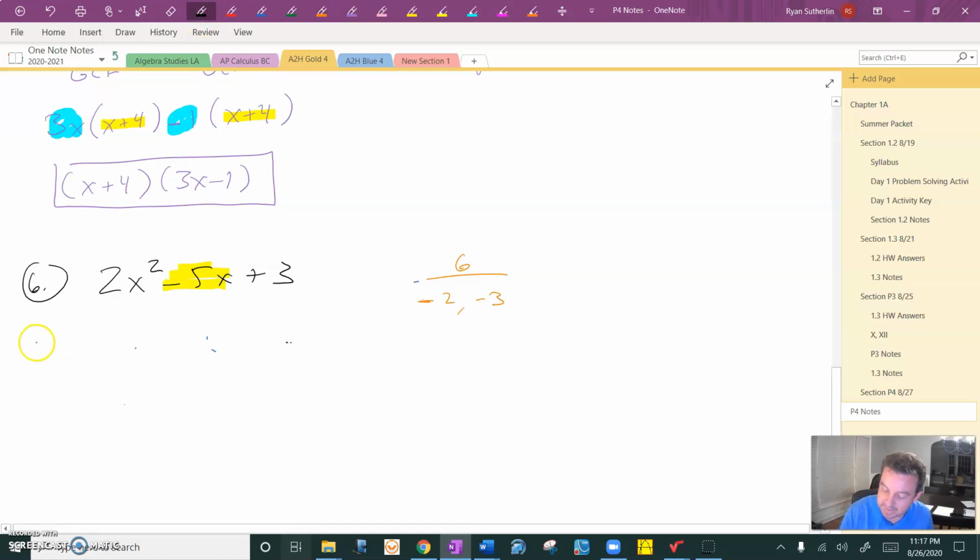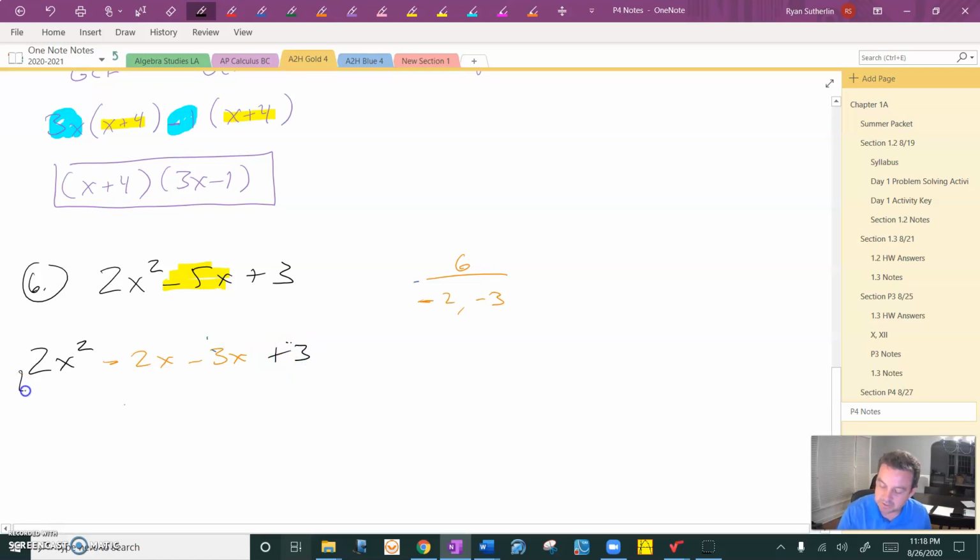So I'm going to go ahead and split the middle term. So I have 2x squared minus 2x. Let me change the color so you can see the splitting happen. Minus 3x plus 3. So I split the middle.